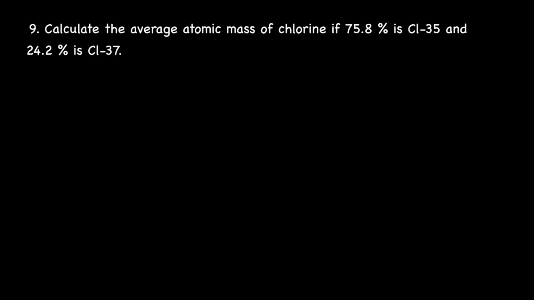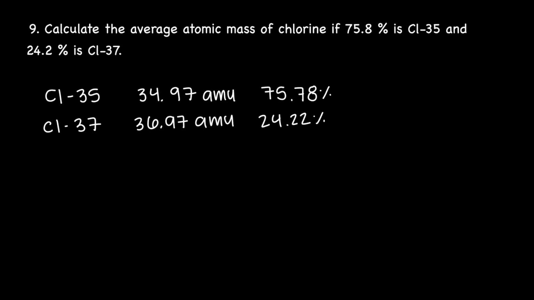Note, always convert percentages to decimals by moving the decimal point 2 places to the left for the abundance of the isotopes. Question 9. Calculate the average atomic mass of chlorine. Chlorine-35 has a mass of 34.97 AMU and an abundance of 75.78%. Chlorine-37 has a mass of 36.97 AMU and an abundance of 24.22%.